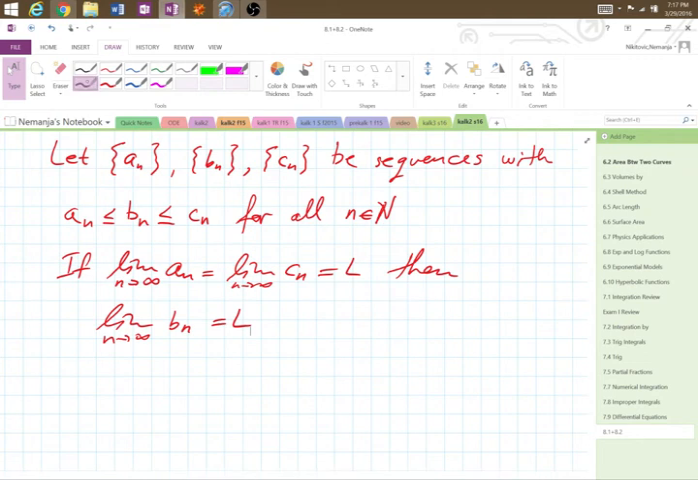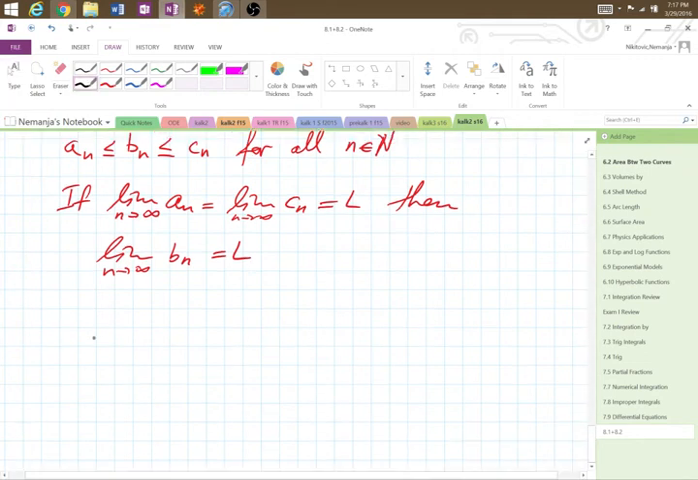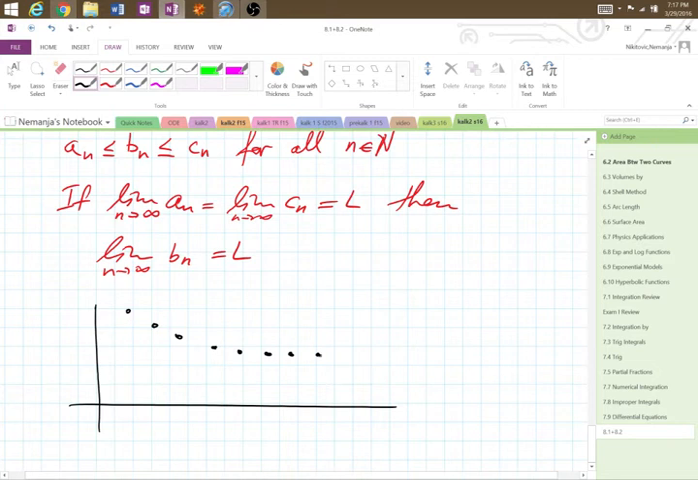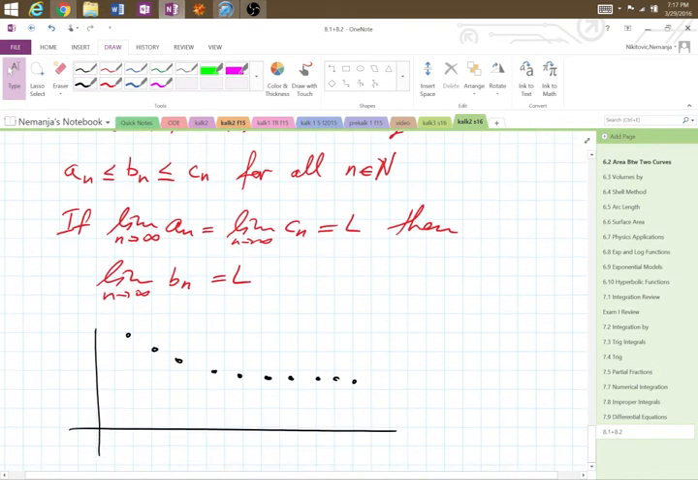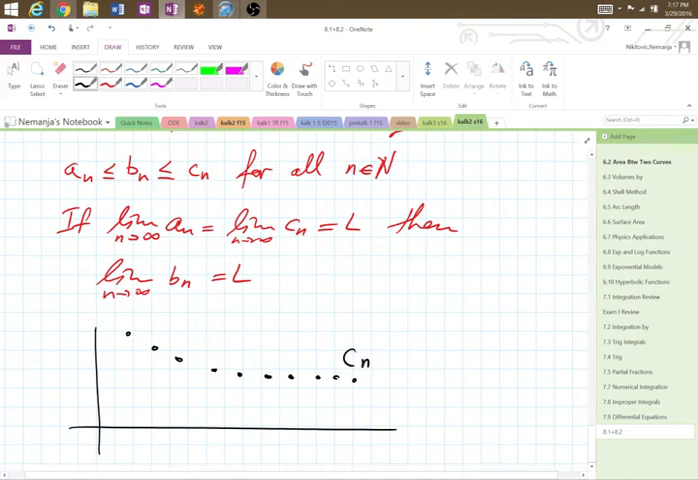How does this look on a graph? So let's pick some values and call this one cn. And then we'll pick another one and call this one an. So you see, they are pushing together to converge to the same value.